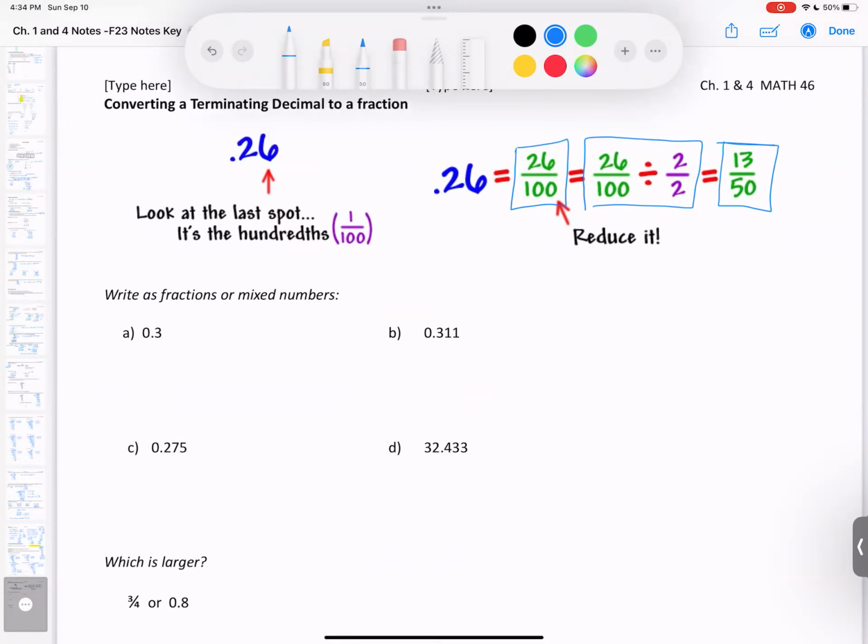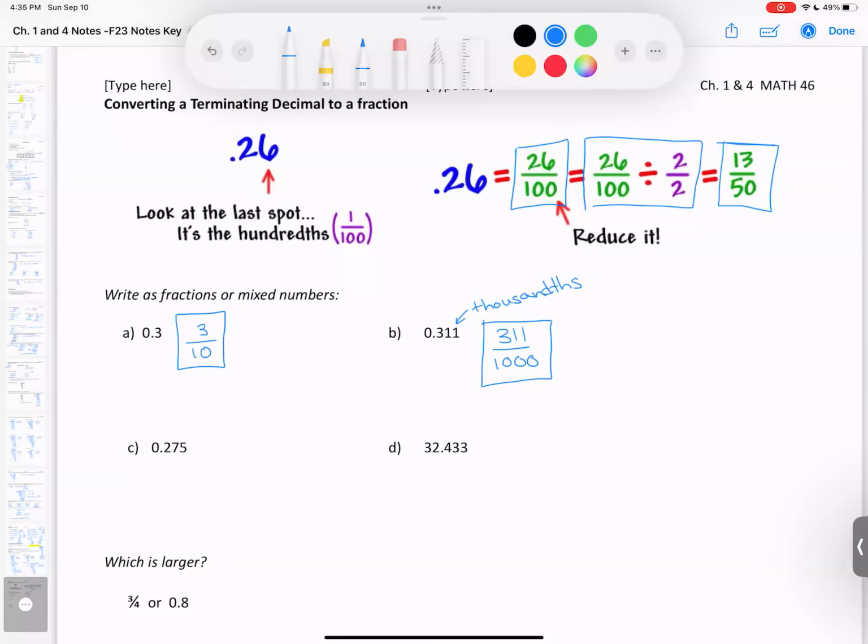Okay, so let's write the following as fractions or mixed numbers. For A, how would we say that? We would say it's 3 tenths, so we're going to write that as 3 over 10. There are no numbers that divide both the 3 and the 10, so that is as reduced as we can go. Next one, this ends in the thousandths position, which means if we were going to say it, we would say 311 thousandths. So we will write it as 311 over 1000. Once again, there's no common factor, no number we can divide the top and bottom by, so we're going to leave it like that.